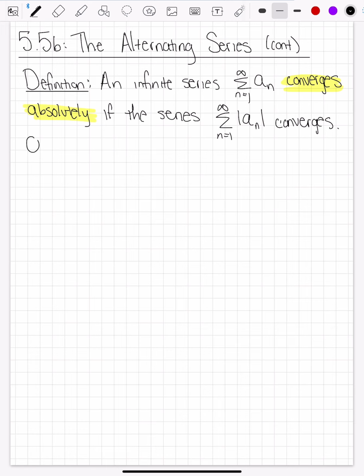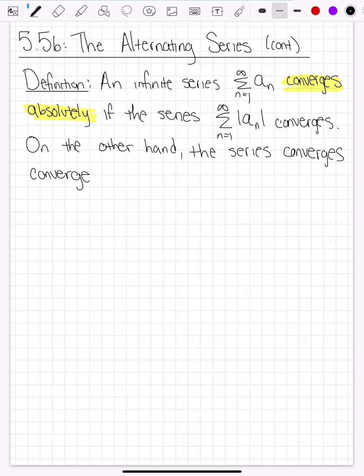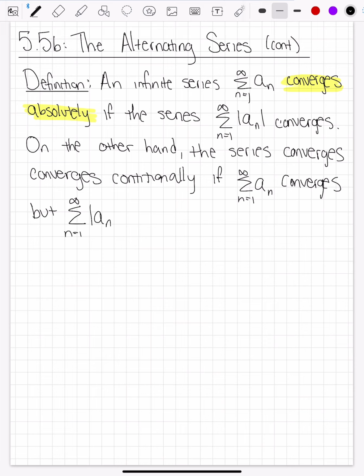And then on the other hand, if the original series, the one with negative terms, converges but not the absolute value one, then you get conditional convergence. So on the other hand, the series converges conditionally if the regular sum of a_n converges but the sum of the absolute value of the terms does not.